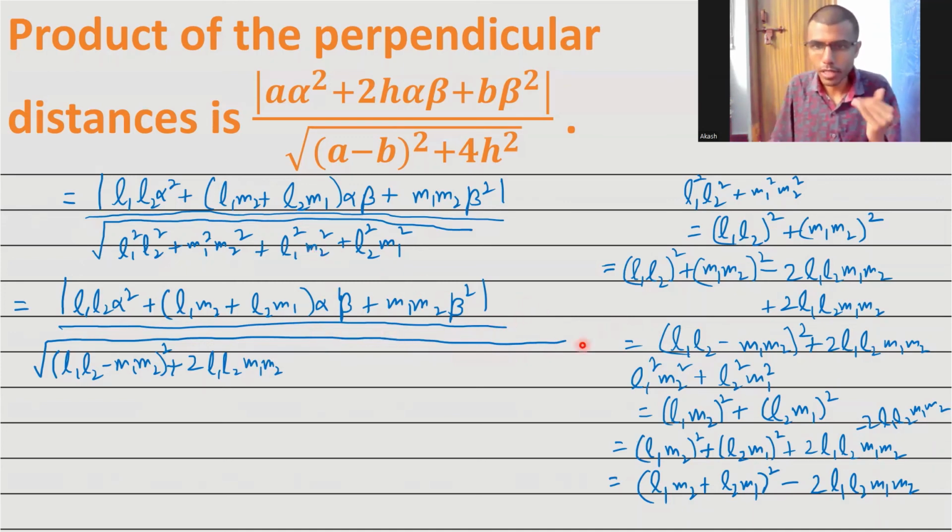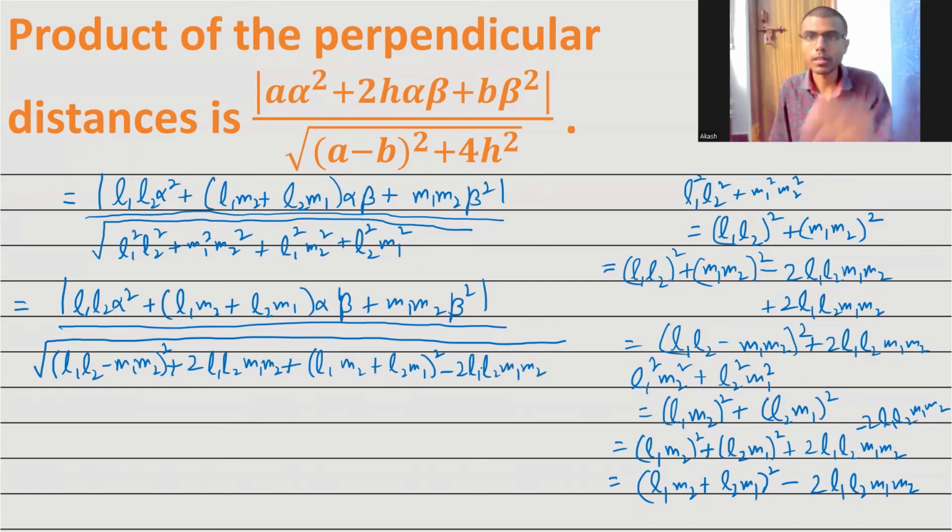Now this one, L1 square m2 square plus L2 square m1 square, I got it as L1 m2 plus L2 m1 whole square minus 2 L1 L2 m1 m2. Now listen to me. Here there is plus 2 L1 L2 m1 m2, and here there is minus 2 L1 L2 m1 m2. These two would get cancelled. And now let's make the substitution.